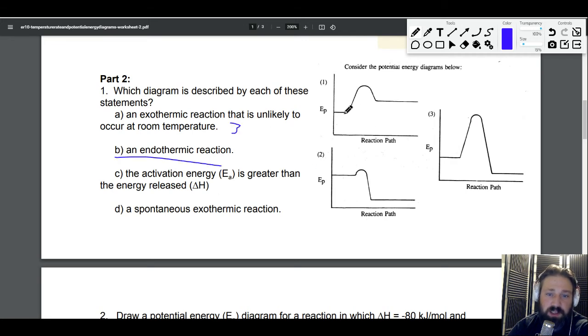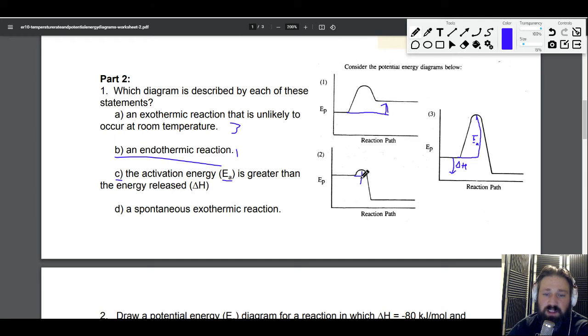An endothermic reaction. Well, we already talked about that. This one's the endothermic. The other two are exo, so this is 1. The E sub A is greater than the energy released. Just looking at this, here's the activation energy for number 3. It's pretty big. And this is the energy released. This is our delta H. So this case meets C here.